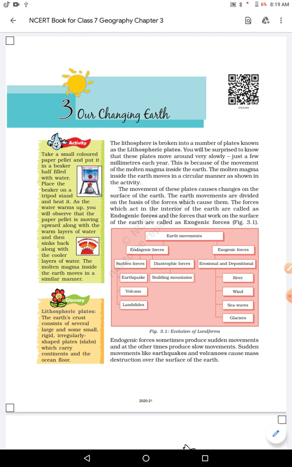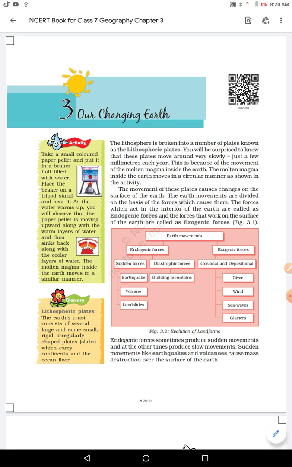Today I am going to teach you chapter number 3, Our Changing Earth, for Class 7 Geography. In the previous classes, I told you nothing is permanent, but change is permanent. We have two types of forces: endogenic force and exogenic force. Endogenic forces take place inside the earth, and exogenic means on the surface of the earth.